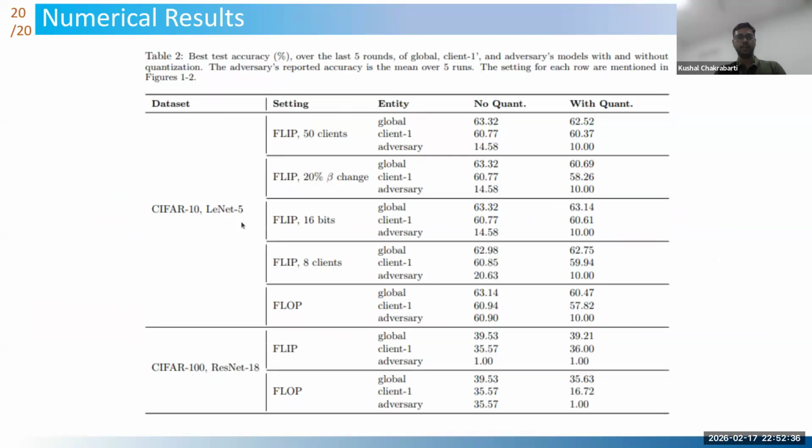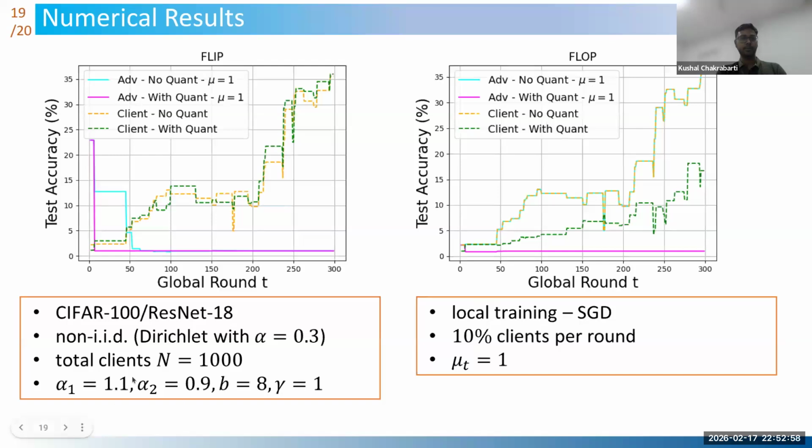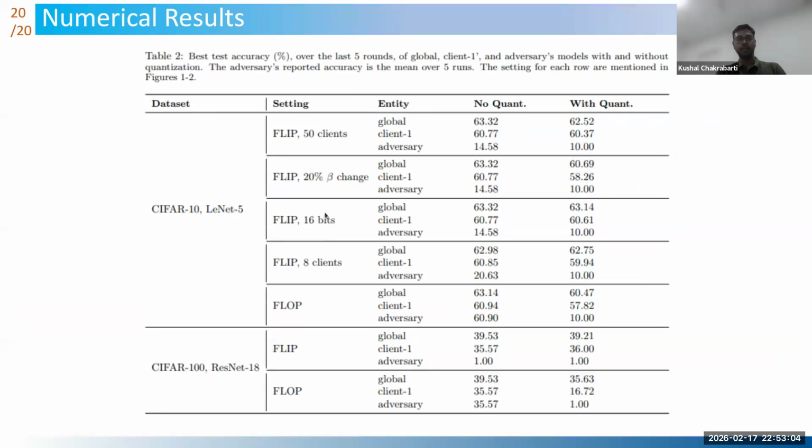So we also used a smaller data set and a smaller model and looked into different scenarios, like what if you increase the client selection frequency from 50 clients to, let's say, 8 clients, or what if you change this beta update factor of alpha 1, alpha 2, previously it was 1.1 and 0.9, what if you increase it by 20%, like 1.2 and 0.8, what if you increase the number of bits and so on. So in each case, you can see that for the FLIP algorithm, the adversary's accuracy is quite low.